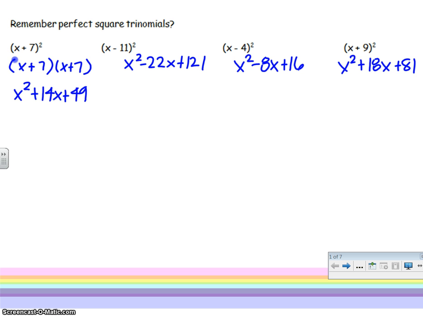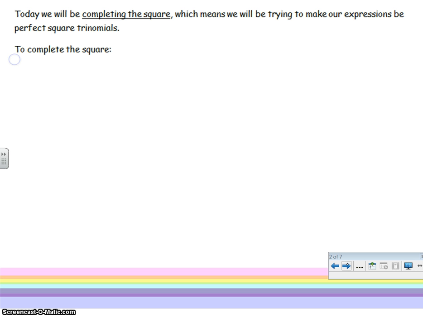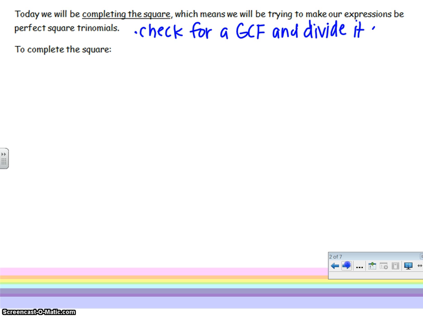middle term. Okay, we're going to talk about how we would complete the square, which means we're going to try and make our expressions be perfect square trinomials like those trinomials up above. So to complete the square, the first thing we always want to do is check for a GCF and make sure that we divide it out. Because completing the square is only going to work if the value for a is 1.